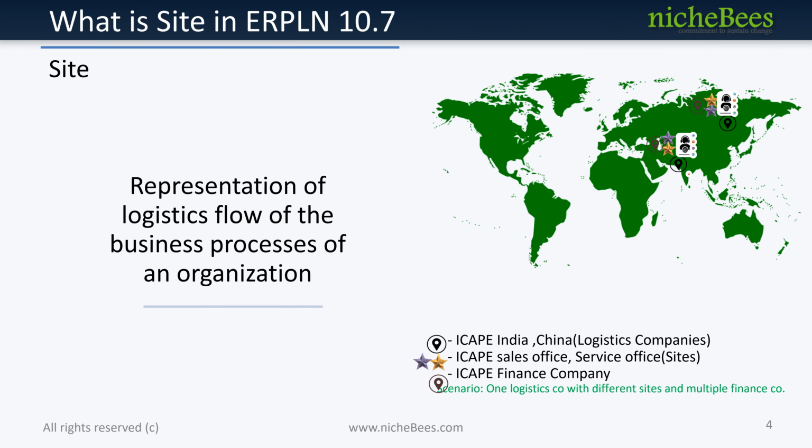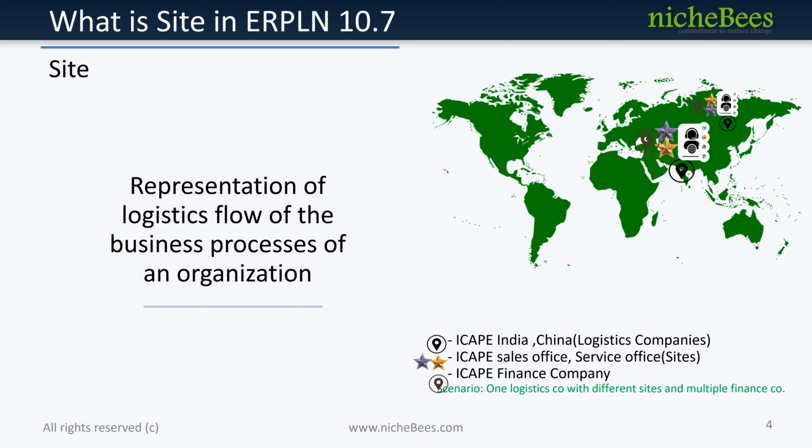For better understanding of site, I have taken the example of a single logistic company with multiple finance companies, where the single logistic company has two different sites and each site has its own set of departments like sales office, service office, and warehouses. You can see this in the pictorial representation, and the same pictorial representation is used in all three slides of what is site.